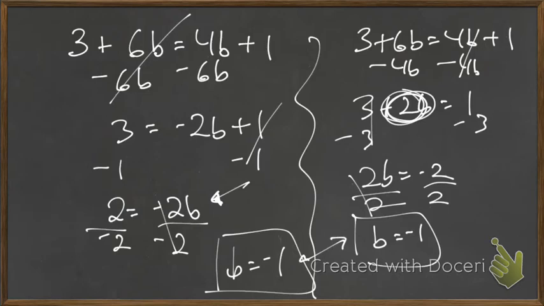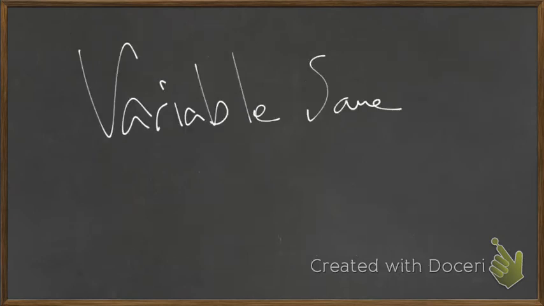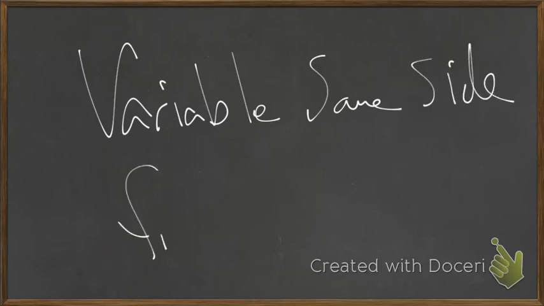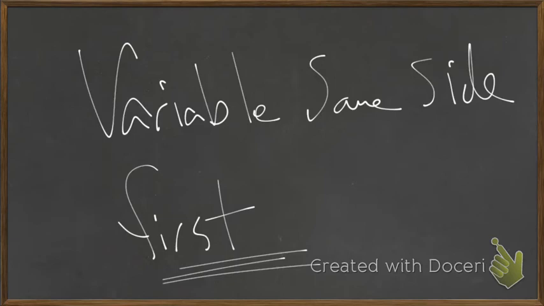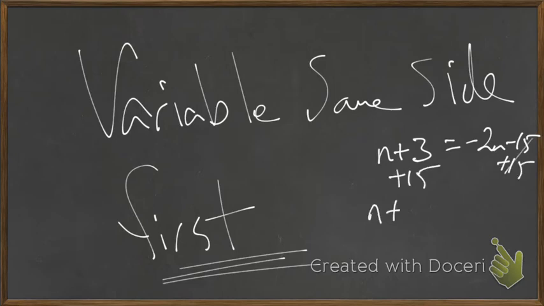So big picture, if you can, what do you get on the same side first? Variable. Variable, same side first. Like, you don't have to, right? But it's going to make less steps, because let me show you what happens if you don't. Let's say you got that n plus 3 equals negative 2n minus 15, and you try to add 15 to both sides first. That's fine and all. But then you got this.